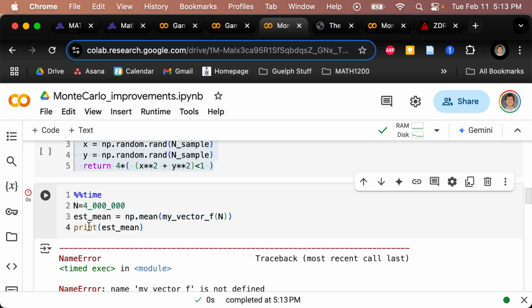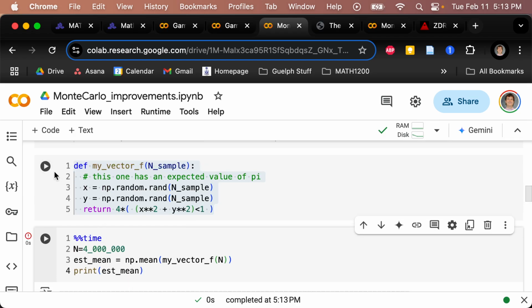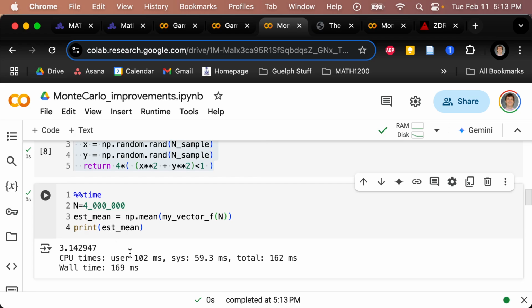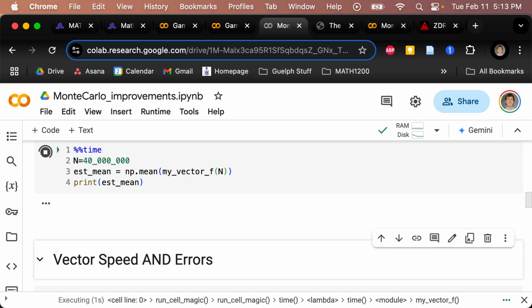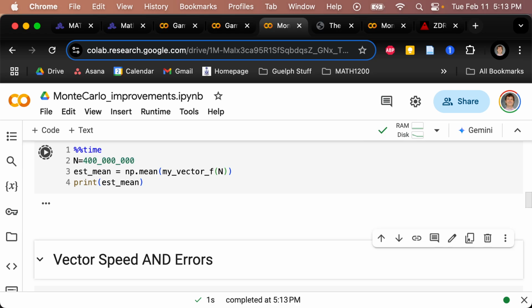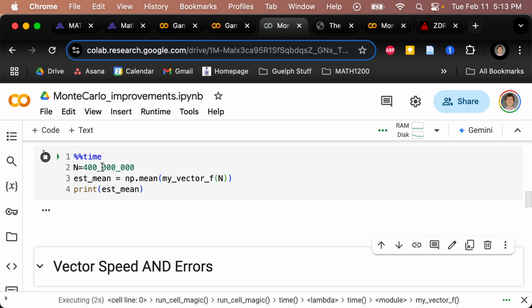So how long did this take? Name error. Uh-oh. My vector f. Oh, you have to run it. Yes, you have to define your functions or they don't work. Okay, so this took 102 milliseconds, not 5 seconds. Can I do 40 million? Will that work? Eventually, it'll yell at you and say I'm out of memory. Okay, this took still less than a second. So 400 million. This is approximately 100 times faster than the other way. You can do 400 million in about the same amount of time that you can do 4 million in the other one.